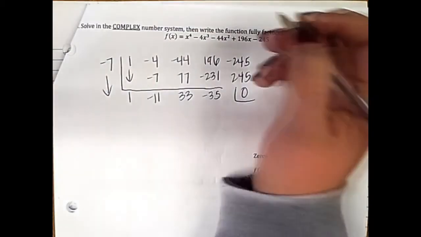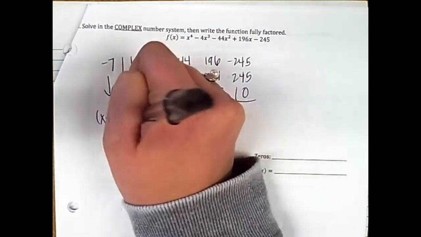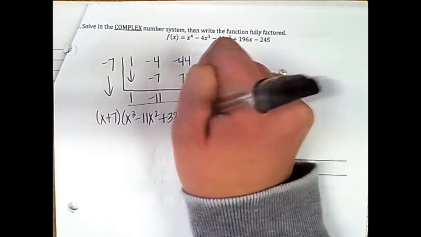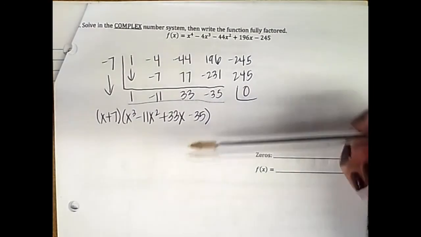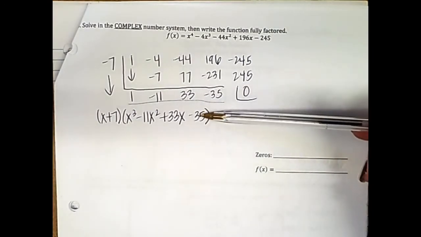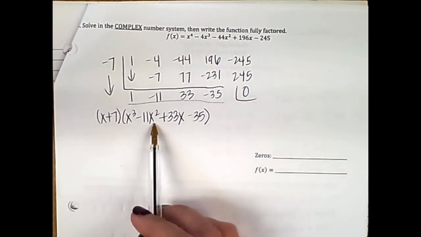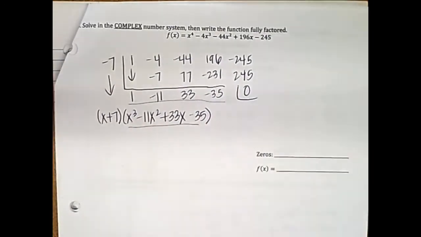Now remember, if my zero is at -7, my factor is x plus 7. And then I have what's left: x cubed minus 11x squared plus 33x minus 35. At this point, I would look at this and think, can I factor this by grouping? I can't, because if I were to factor this out, I would not get the same thing in each parenthesis. So what that means is we have to do synthetic again for this one.